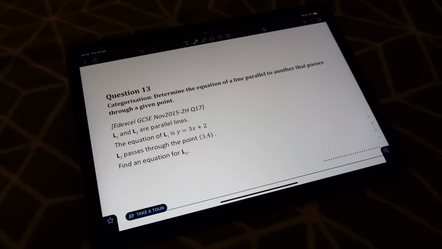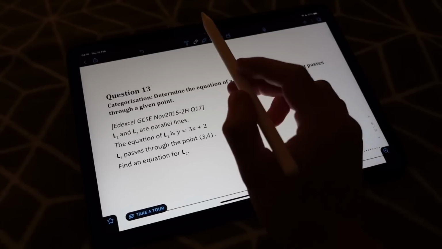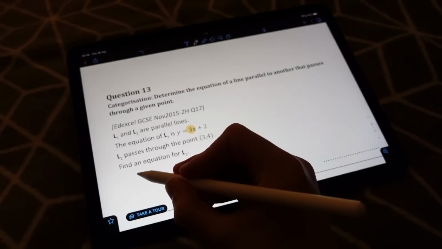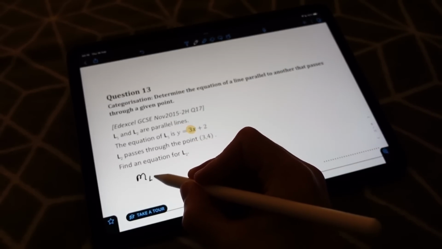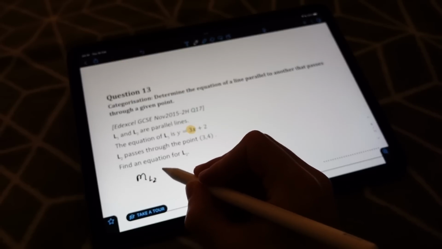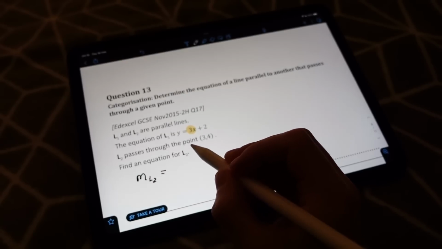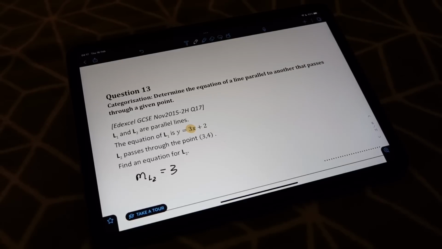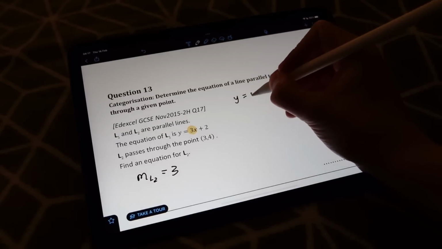Well, we know the gradient of L2 is the same as L1, and the gradient of L1 is 3. So the gradient m of L2 is just 3. So all we need now is the y-intercept. And how can we determine that? Well, we have a point on the line. So if we have a point on the line, we can solve for it because we have the equation y equals mx plus c.